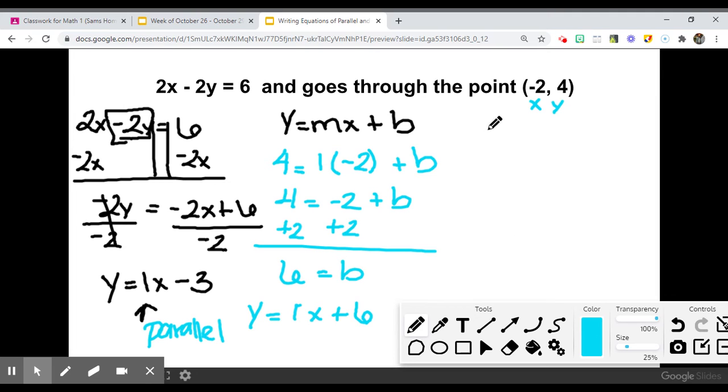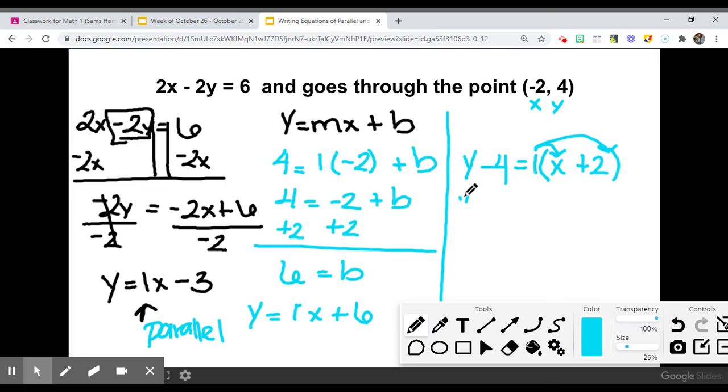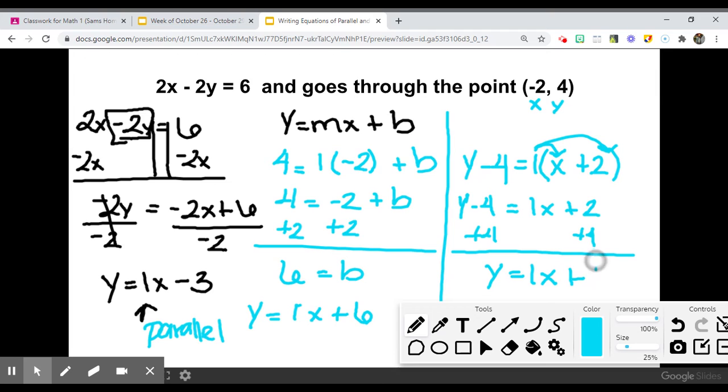If I was to be using the point slope formula, I would be doing y minus 4 is equal to 1, because we're using the same slope, times x, and then minus -2 would be plus 2. And then from here, I do my distributive property. So y minus 4 is equal to 1x plus 2. And then we just simply add 4 to both sides, which is going to give us y is equal to 1x plus 6.